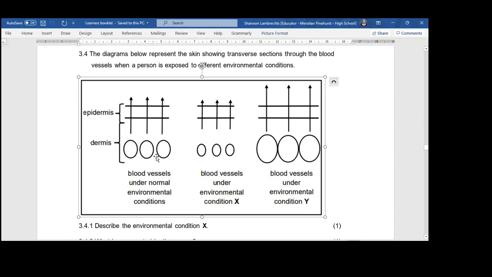So that's normal. And then you have blood vessels under environmental condition X. So they're a bit smaller, which means that the diameter of the blood vessels is smaller. And then it shows you blood vessels under environmental condition Y. And you can see the blood vessels are dilated. Dilated simply means it's bigger. And so you can now answer the questions on that.